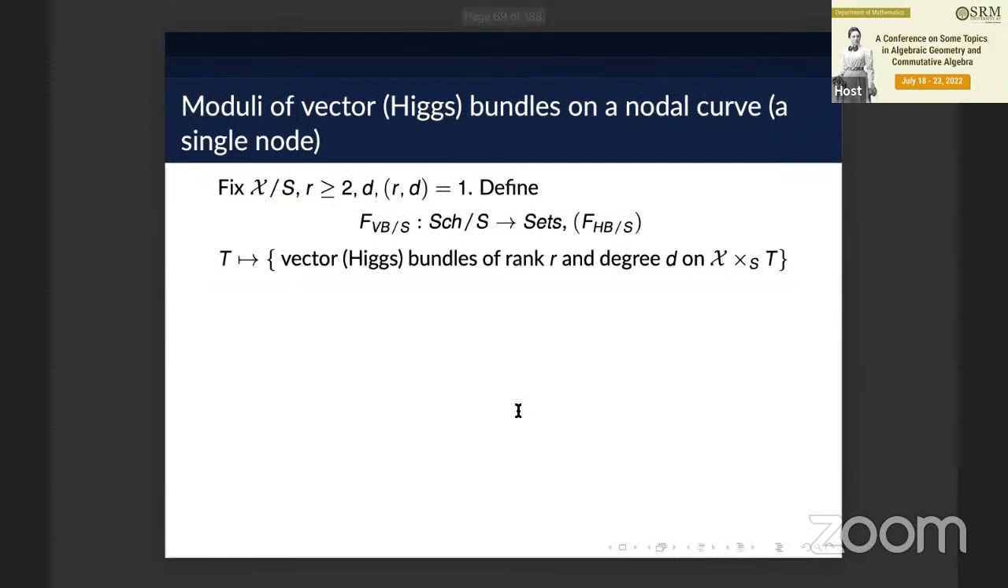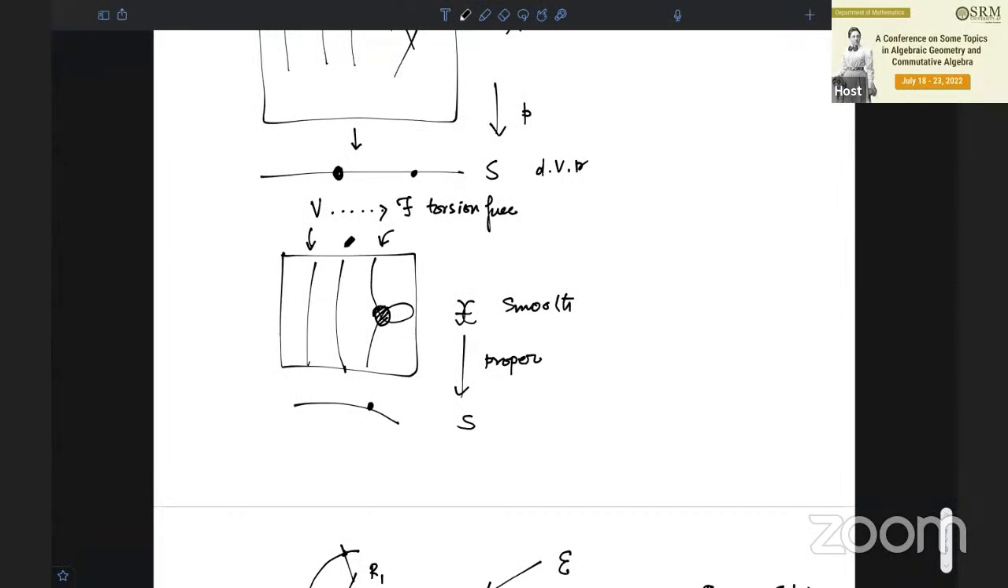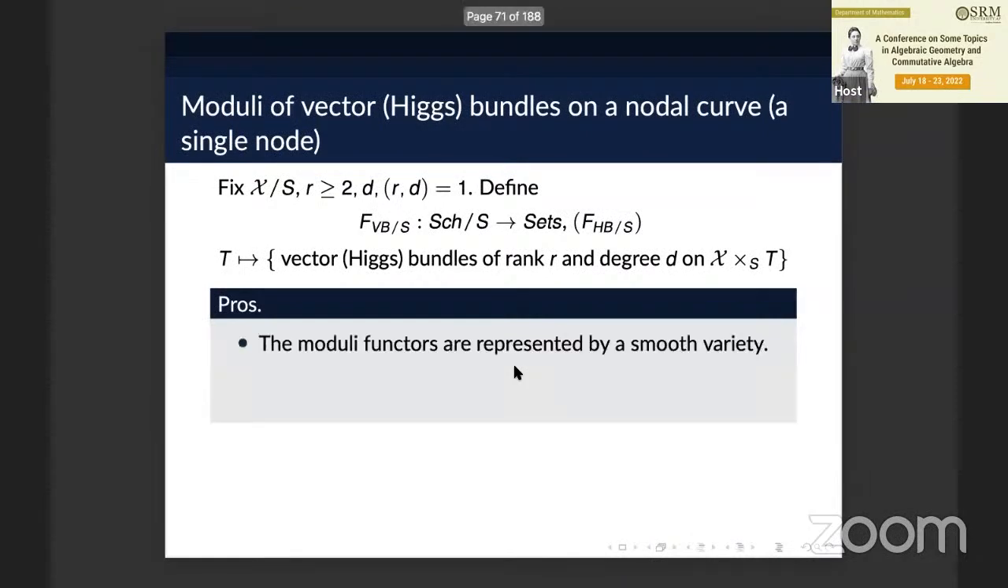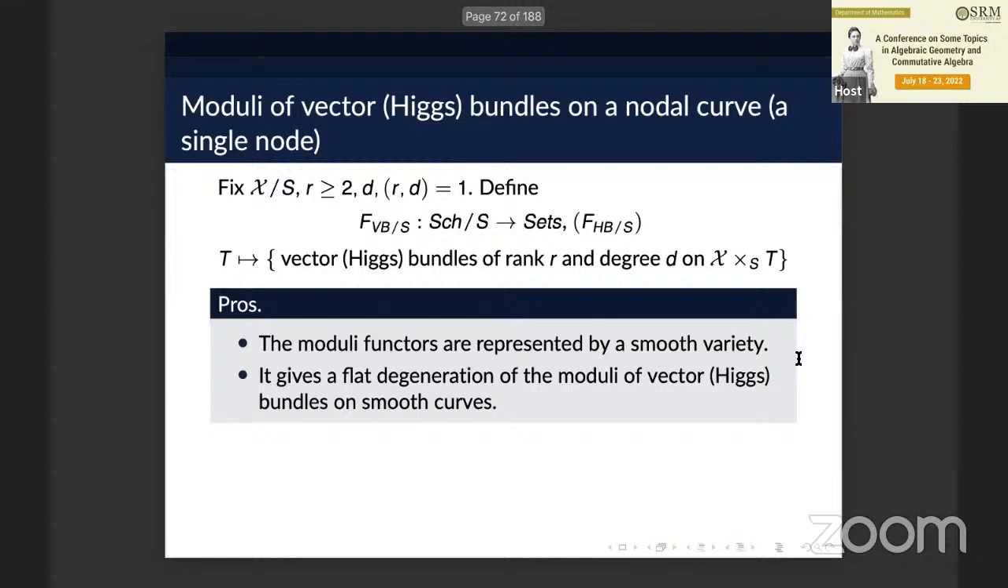Next I will define a relative moduli functor, which takes a scheme over S, the given DVR, and sends it to isomorphism classes of vector bundles or Higgs bundles of rank r and degree d on this variety. So basically, we are looking for families of vector bundles on this surface, and its pullback. One can construct the relative moduli space similarly, and the positive point is that the moduli functors are represented by smooth varieties when rank and degree are coprime, and it gives a flat degeneration of the moduli of vector bundles or Higgs bundles on smooth curves.